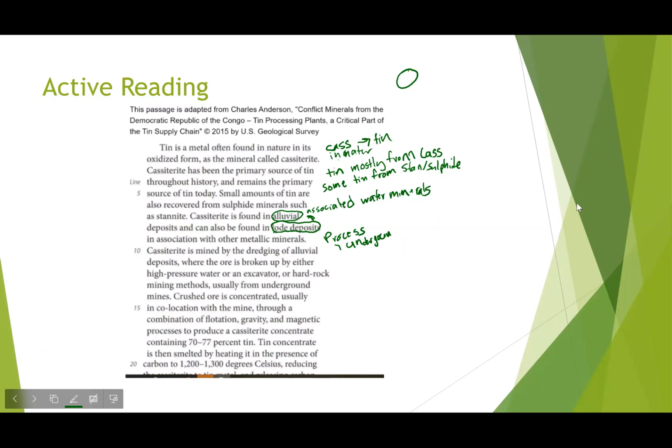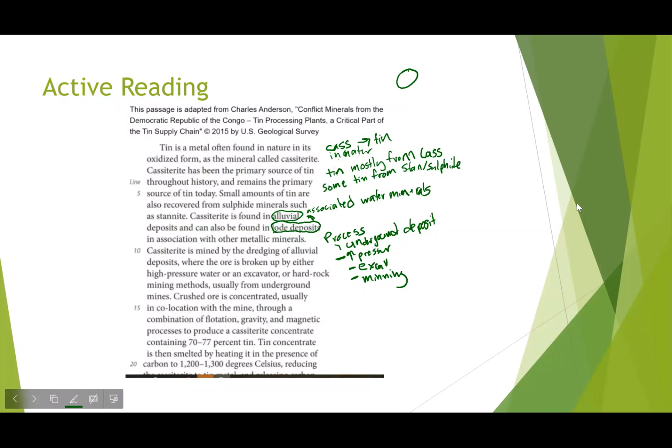And then what is it? Dredging alluvial deposits where the ore is broken. So underground deposit, and then I get it by high pressure, and then excavator, or hard rock mining. And so now I know where tin comes from and then how we get it. It's a little easier, right?